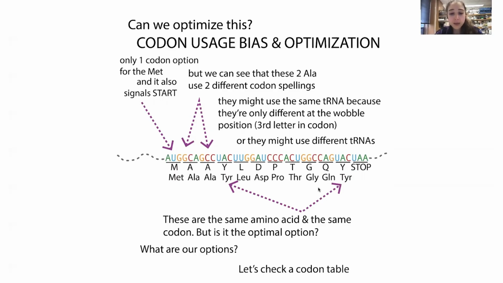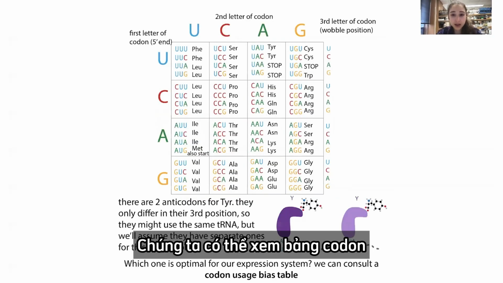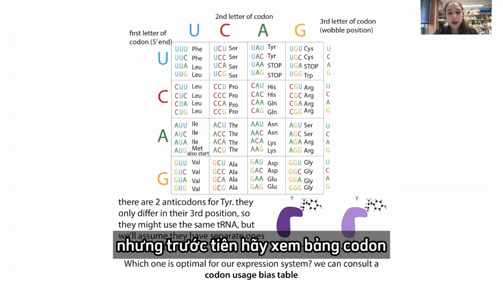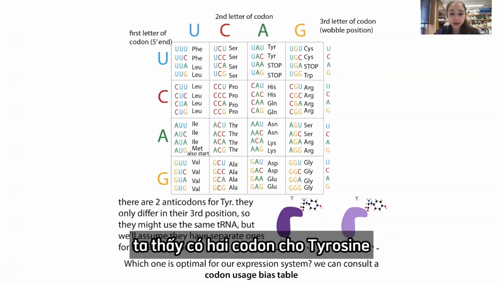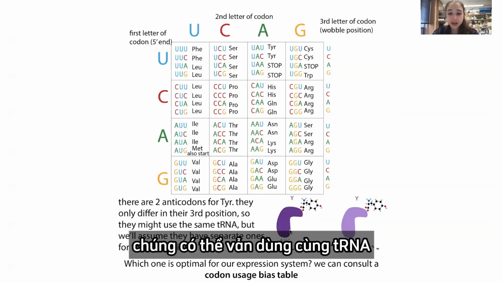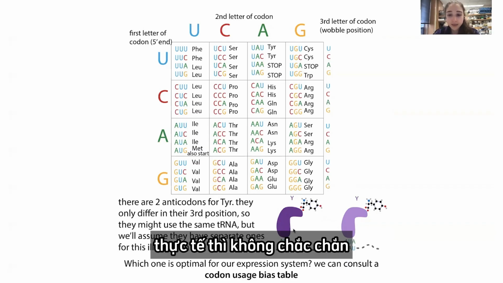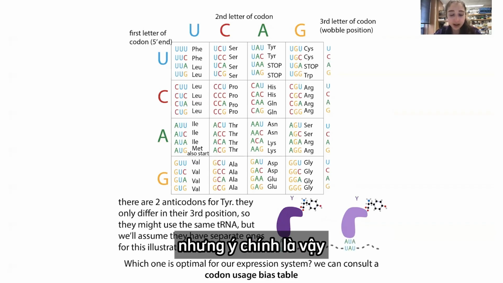But is it the optimal codon? So what are our options? Let's first look at a codon table. If we look at tyrosine, we can see that there are two anticodons for tyrosine, and they differ in the third position. So they might still use the same tRNA, but we'll assume they have separate ones for this illustration. Not exactly sure. They kind of vary from organism to organism.